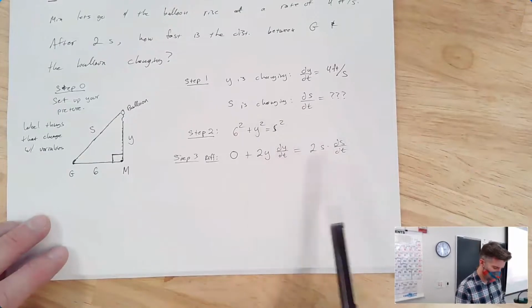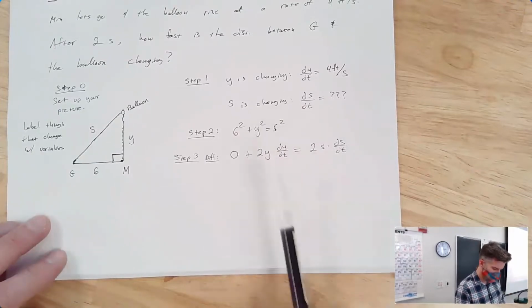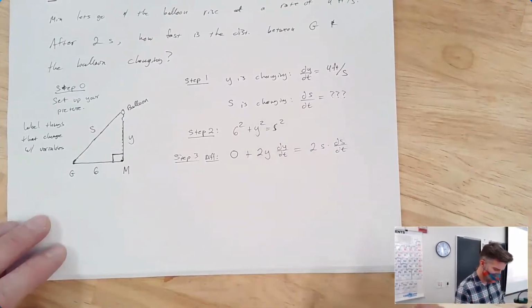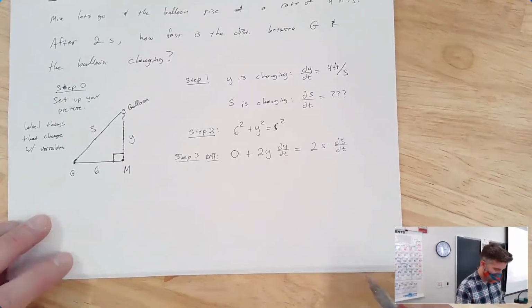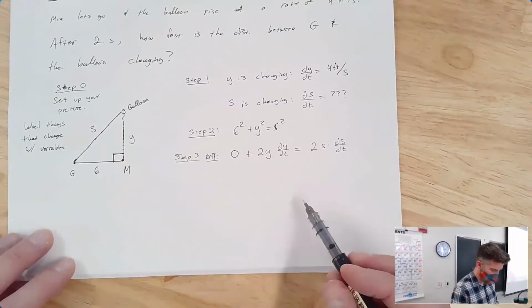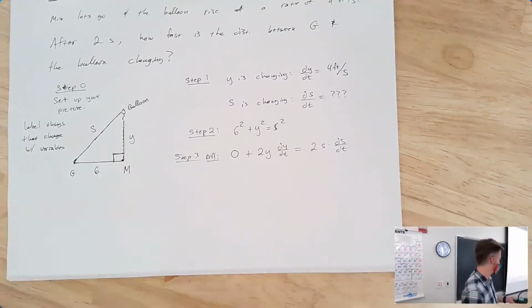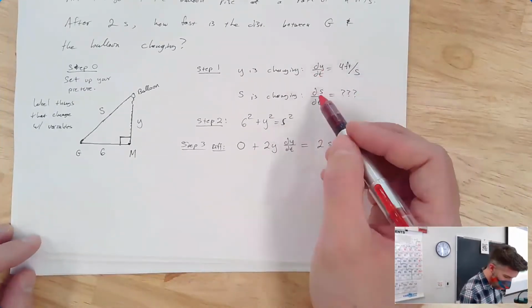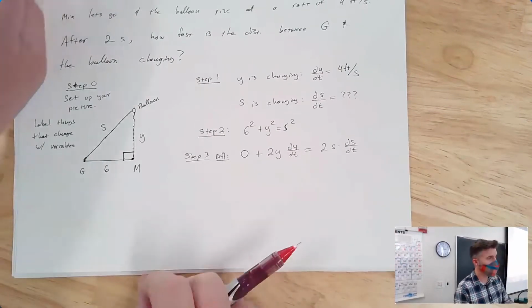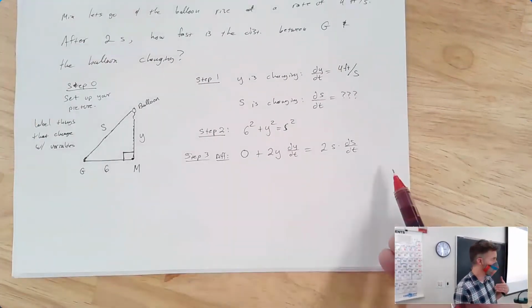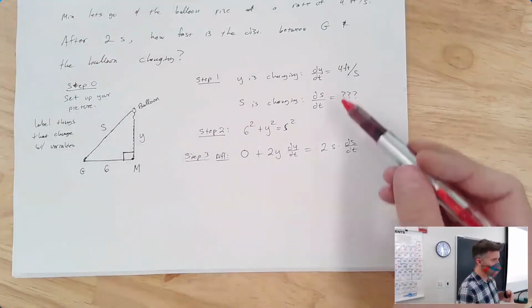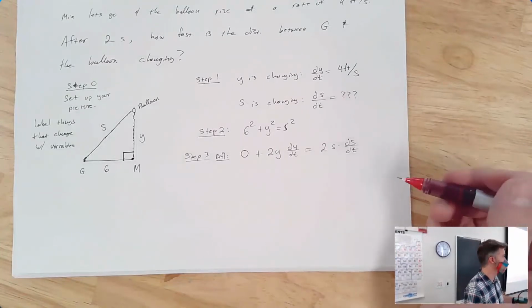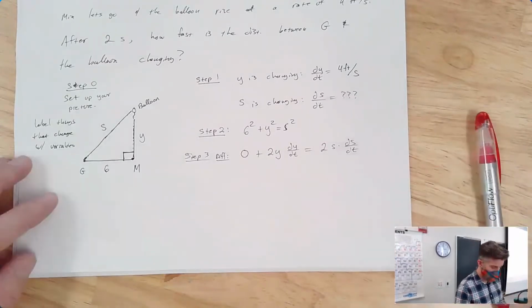There's something I wanted to say right there. Maybe not. Anyway, so now we're going to plug in what we know. Oh, I know what I was going to say. Typically, when you're doing this, the rate of change you know and the rate of change you want to find should both appear in your derivative. If both of those aren't showing up, you've probably done something incorrect. So then we're going to plug in what we know.